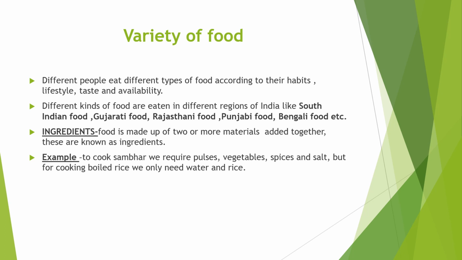Some food items require many ingredients and some require few. For example, let us take sambar. Sambar requires pulses, vegetables, spices. Spices, in Hindi we call them masale, and salt, namak. But for cooking boiled rice, we need only water and rice.